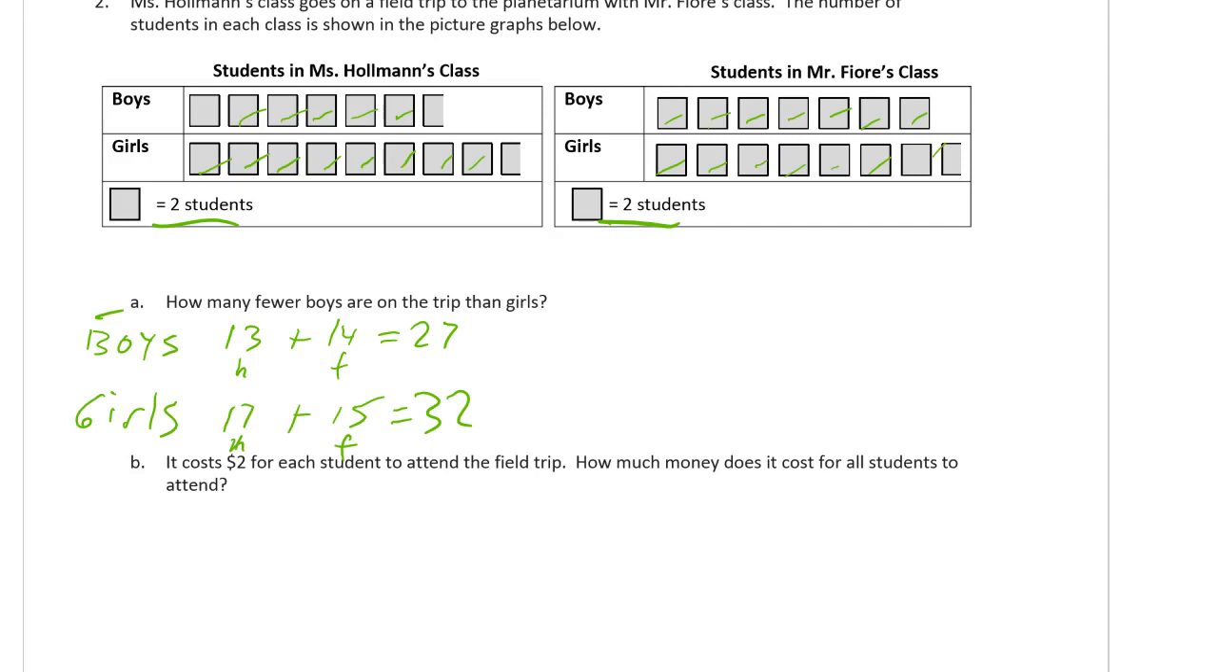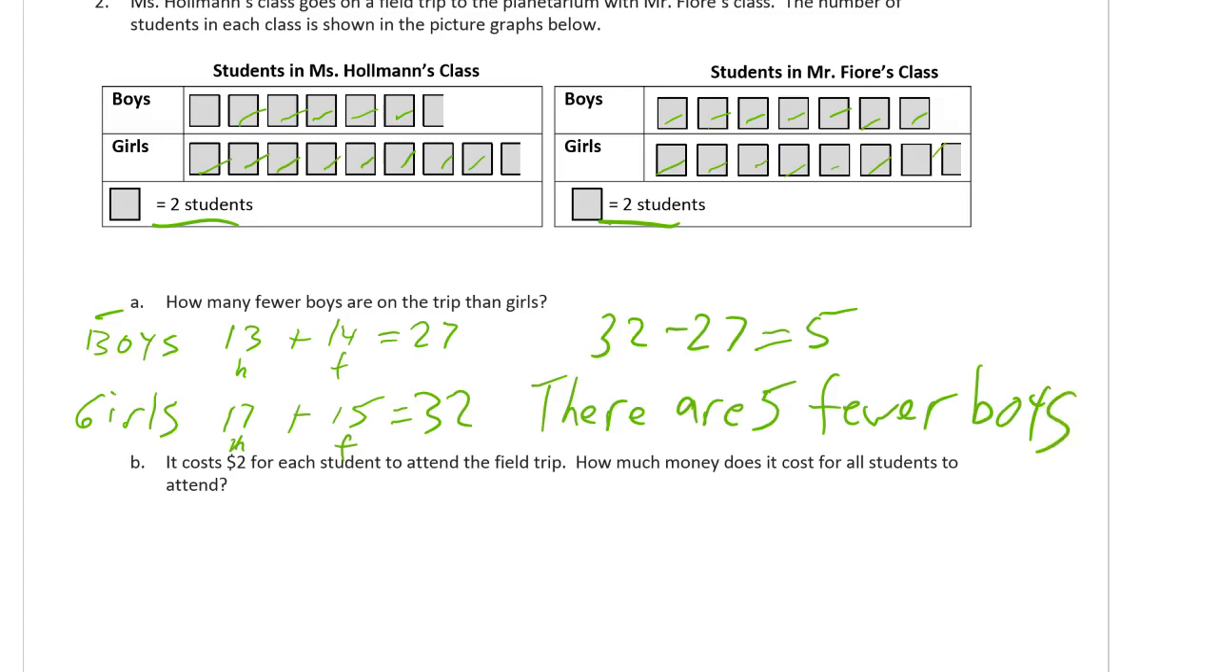All right. So we have to figure out 32 minus 27. And that is 5. Now, you could have done this probably just by looking at the graph and crossing out. I mean, that's one way you could really do it. There are 5 fewer boys. And what I mean by that is that you're just looking at the difference between boys and girls.